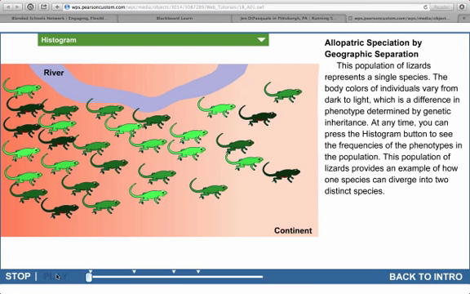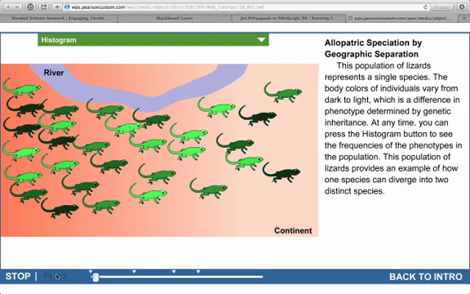This population of lizards represents a single species. The body colors of individuals vary from dark to light, which is a difference in phenotype determined by genetic inheritance. At any time, you can press the histogram button to see the frequencies of the phenotypes in the population.